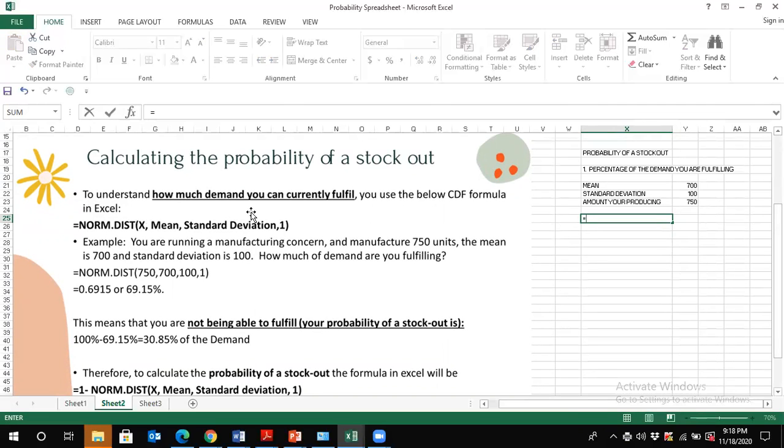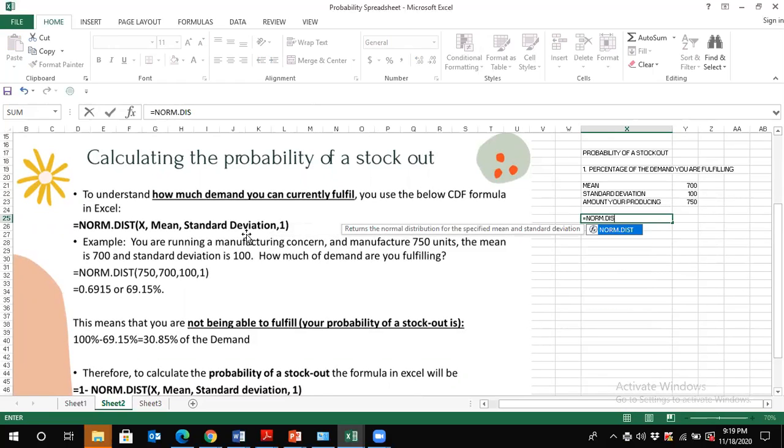So I have to put this, it has to say equal to norm.dist. I have to put in X, which is the amount I'm producing, comma mean, comma standard deviation, comma 1, and that will give me the percentage of demand that I am currently fulfilling if I make 750 units.